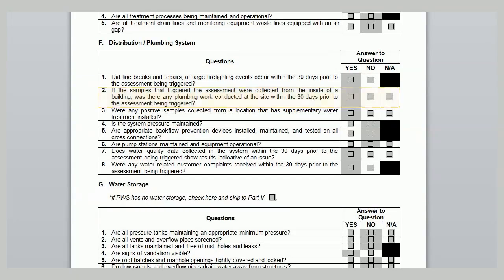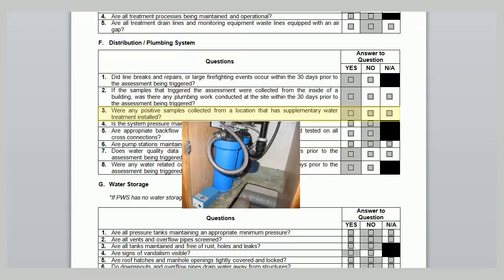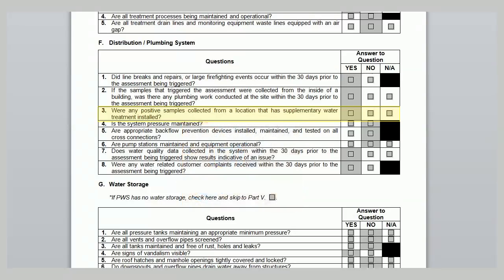The third question asks, were any positive samples collected from a location that has supplementary water treatment installed? In the case of a transient system, supplementary treatment is usually point-of-use treatment, such as a reverse osmosis filtration system that is plumbed into one sink, or an additional cartridge filtration system for a particular water tap. Check yes if any of your sampling taps have additional treatment.